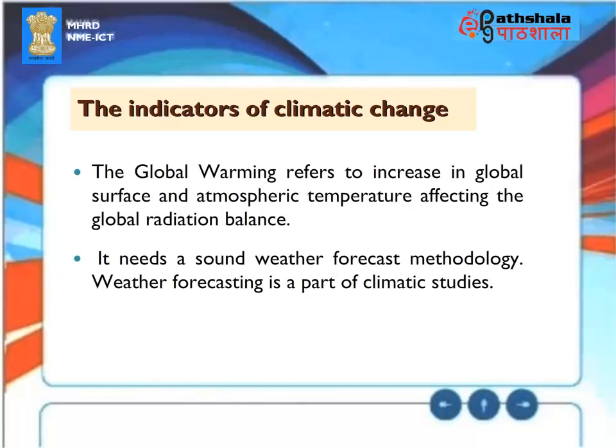Global warming refers to an increase in global surface and atmospheric temperature, affecting the global radiation balance. It needs a sound weather forecast methodology. Weather forecasting is a part of climatic studies.